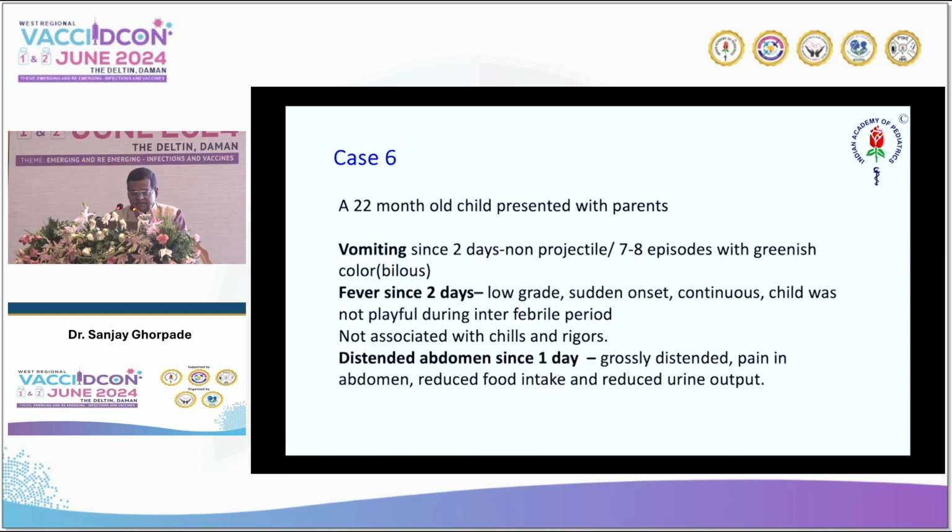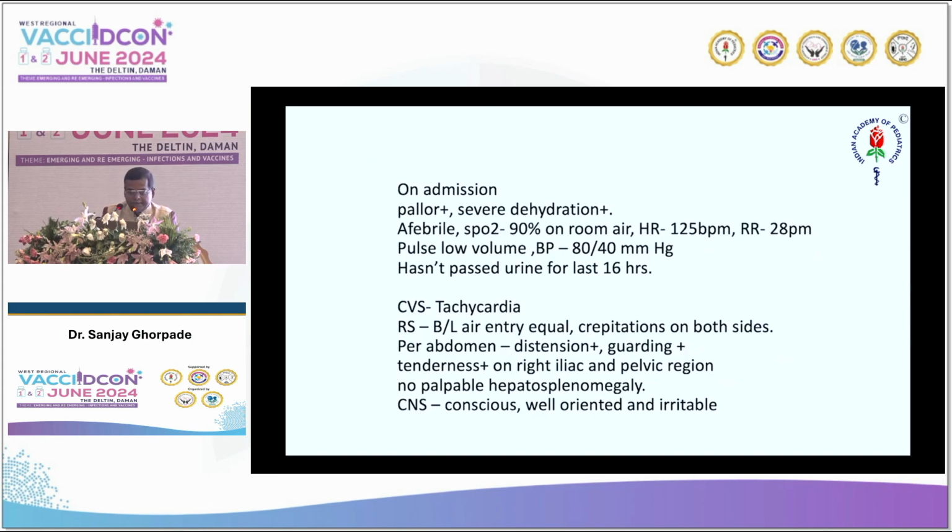Next case is for Jayanta. A 22-month-old child presented with history of vomiting 2 days, fever 2 days, distension of abdomen since last 1 day. The abdomen was grossly distended, pain in abdomen, reduced food intake. Child had pallor, dehydration was there. There was tachycardia, pulse was low volume. Then RS was clear, abdomen distension, guarding, tenderness, everything was there.